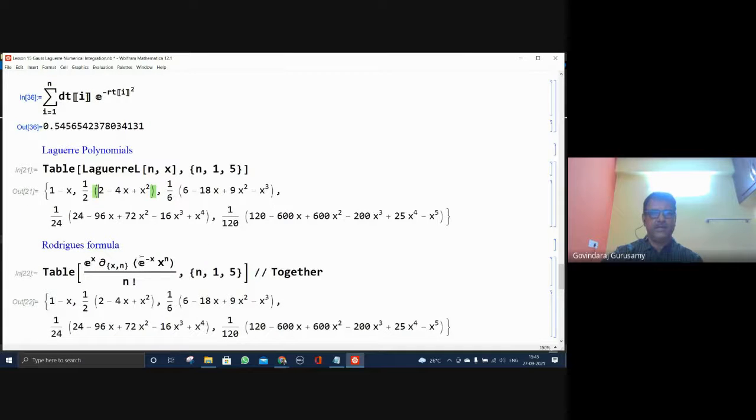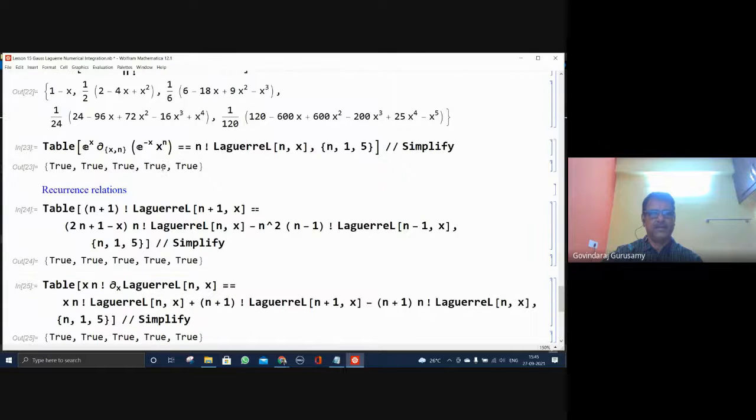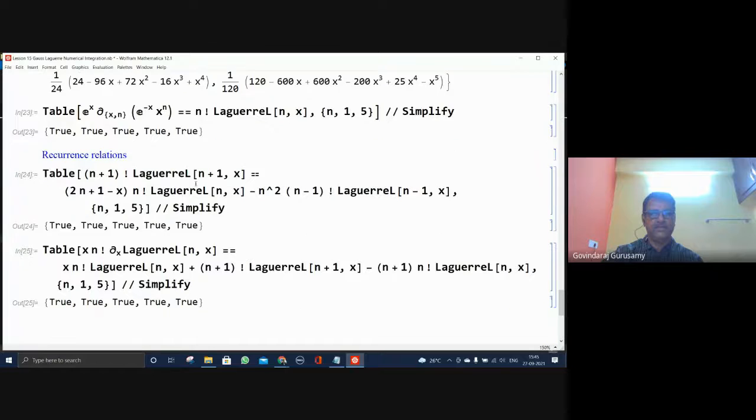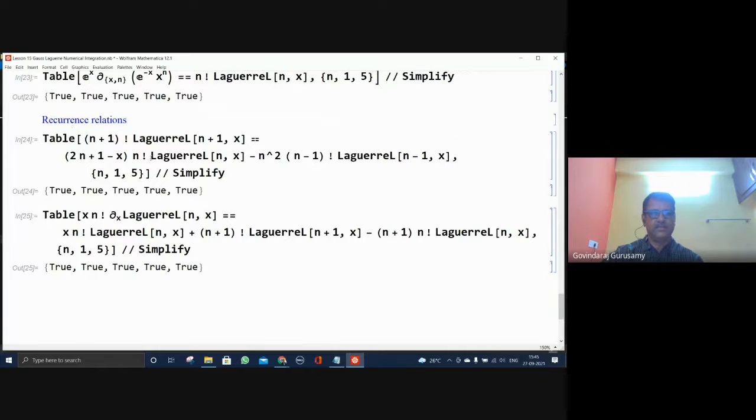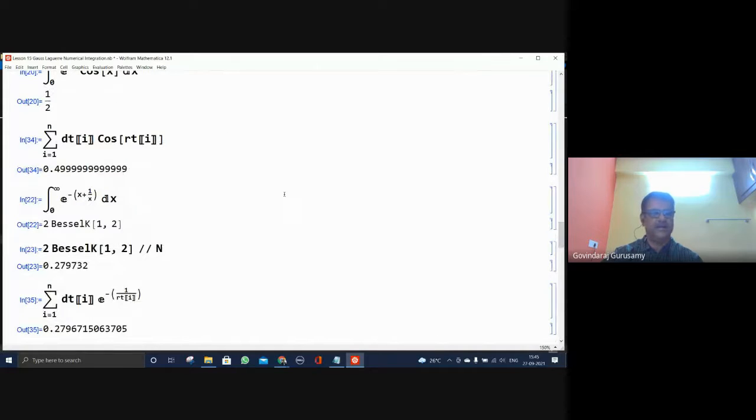So this is your Laguerre polynomial, and generating a Rodrigues formula for the Laguerre polynomial, the same as that of the other polynomial. And you have the normalization that can be found by using these recurrence relations. Two different types have been shown here for the Laguerre. That is how we do the numerical integrations.